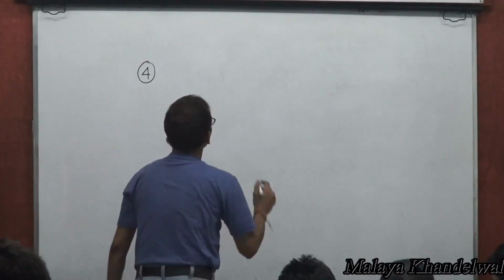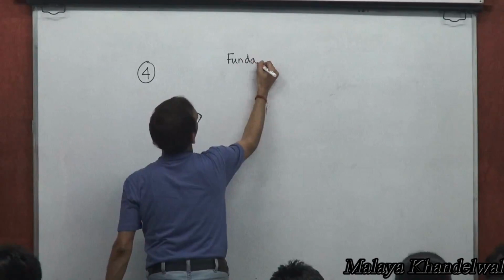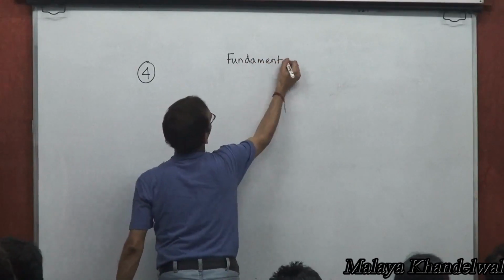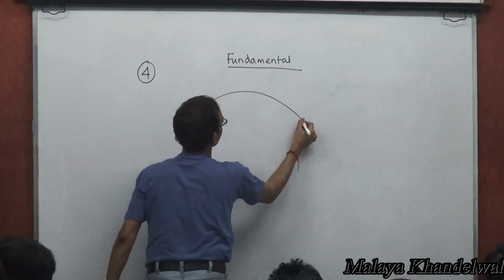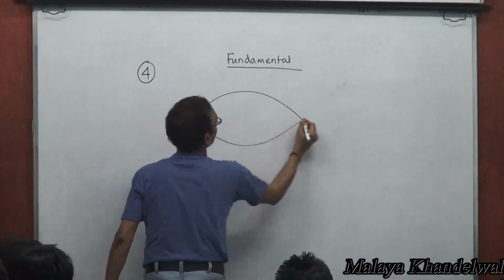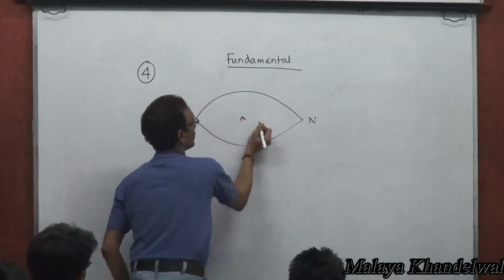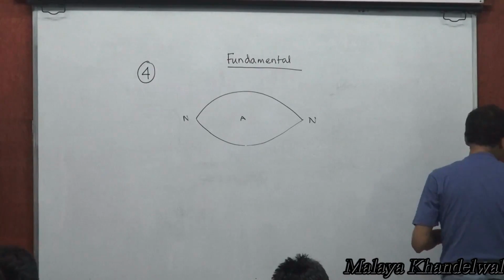Okay. So in the fundamental mode, we have the string vibrating with nodes at the ends and an antinode at the middle. An antinode in the middle and nodes at the ends. That's what we have, right?